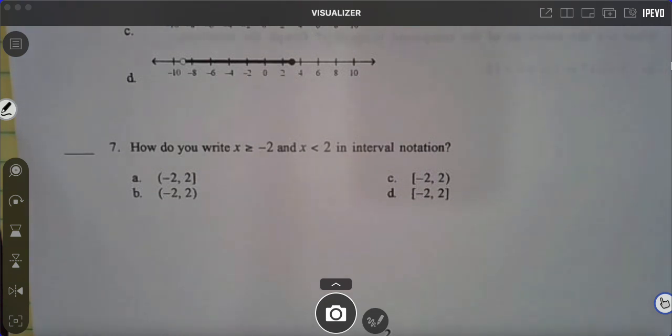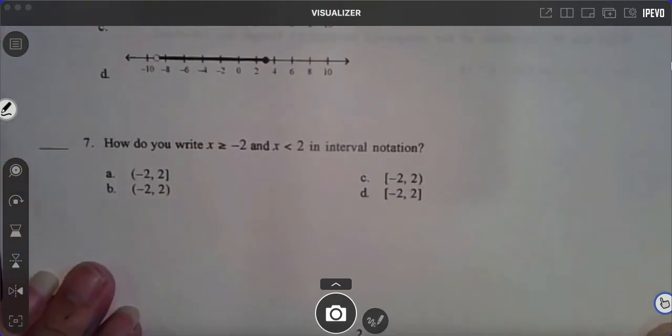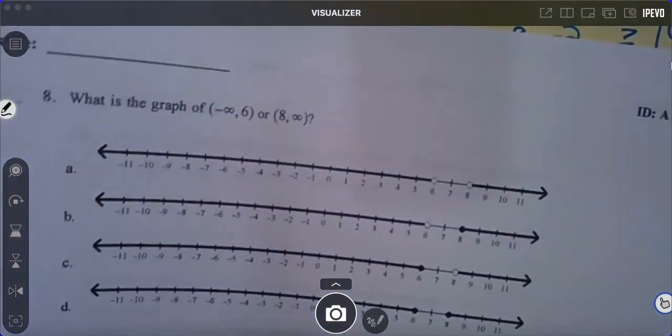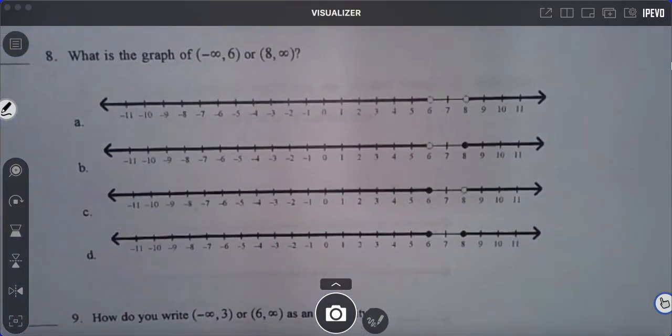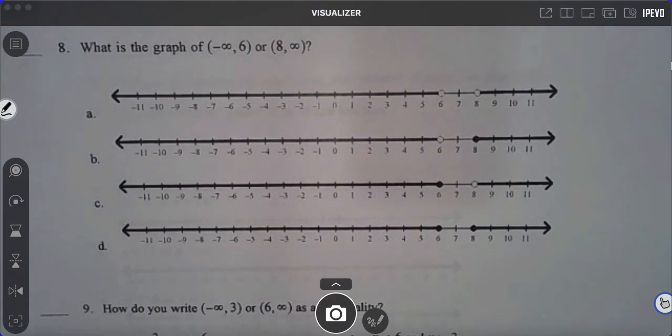Now, let's look at our next problem. Do these have the word "or"? I'm thinking these probably have the word "or." Yes? Okay. So ors tend to go in the opposite direction. So on this one, it goes from negative infinity to 6, and then from 8 to positive infinity. That's how you would read it. Are these open or closed circles on the 6 and the 8? Those are open circles.